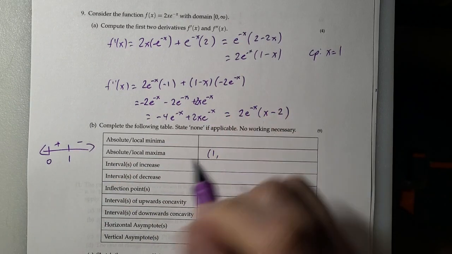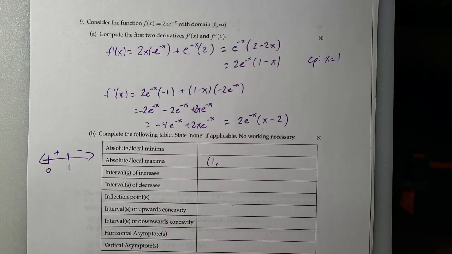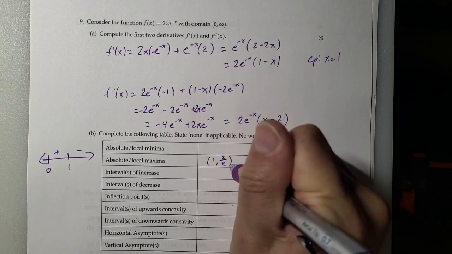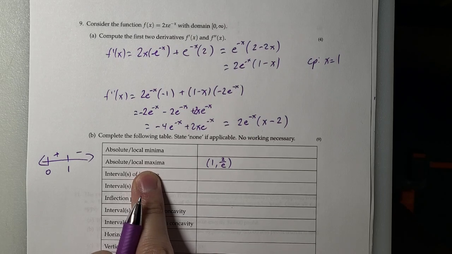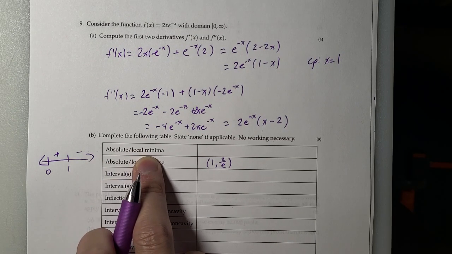At point 1, what's the value of the max? Well, we plug back into here. When x is 1, that's 2 times 1 times e to the minus 1, so that's just 2 over e. That's a local max. We don't have any local min, but do we have an absolute min?